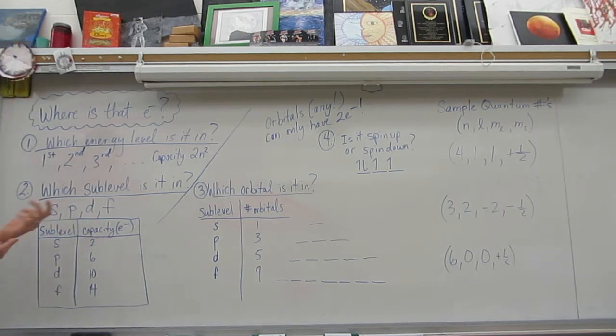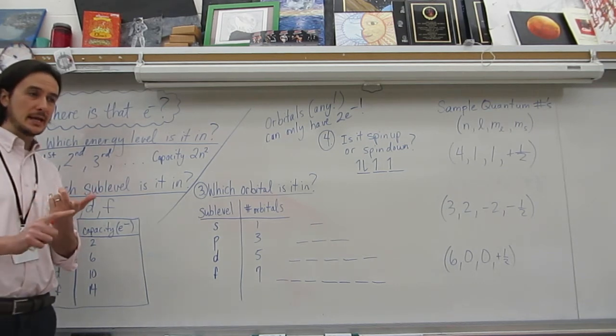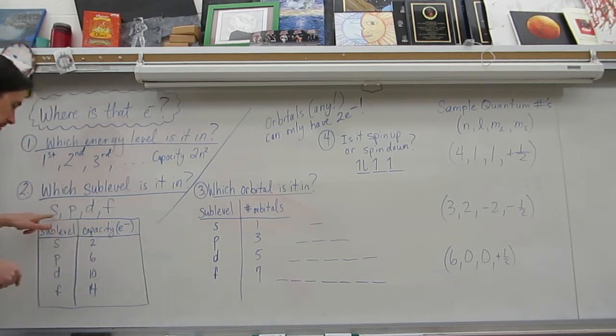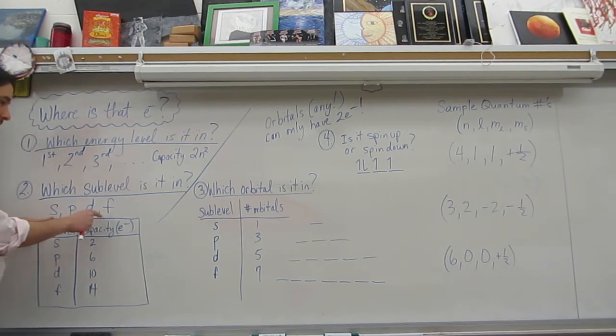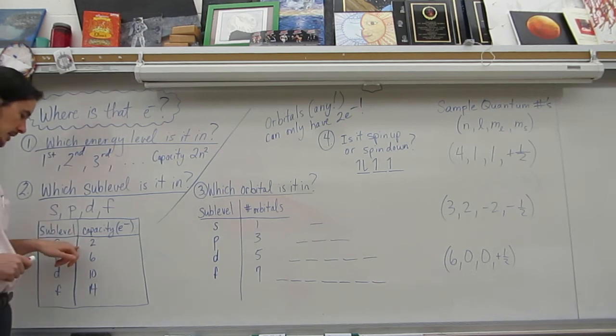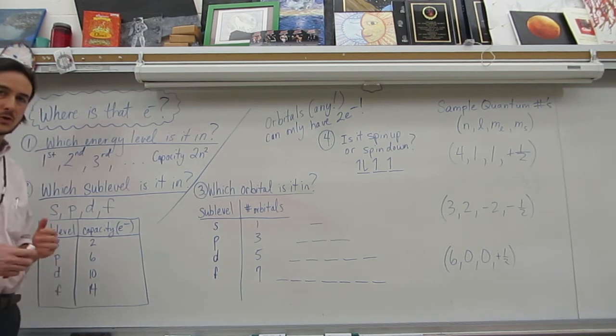By the way, the first energy level only has 1 sublevel. It just has the S. The second energy level has S and P. Third energy level has S, P, and D. Fourth has all 4. They have a different capacity. The S sublevel can only hold 2 electrons, P can hold 6, D can hold 10, and F can hold 14.